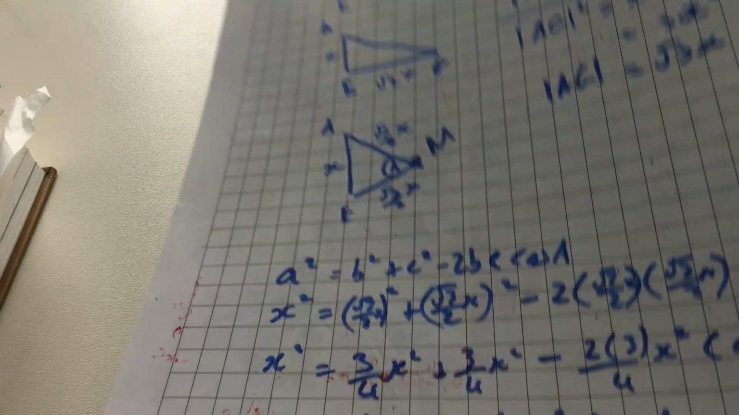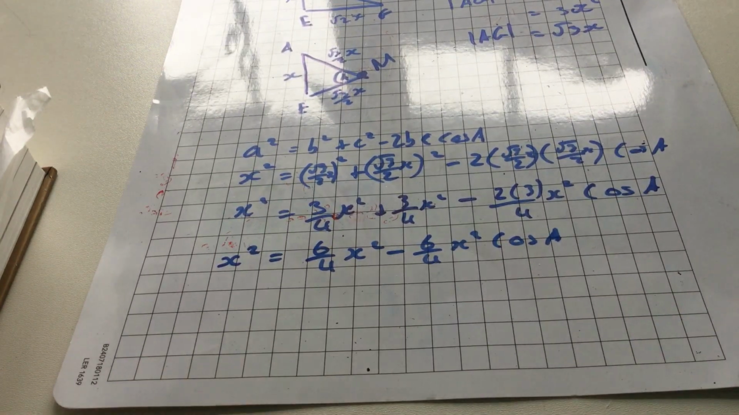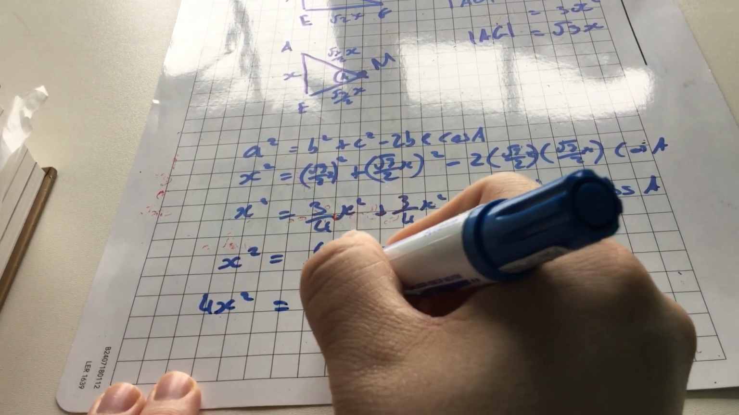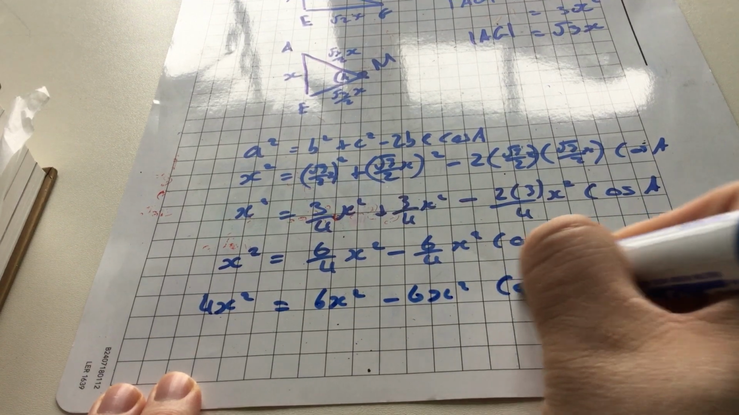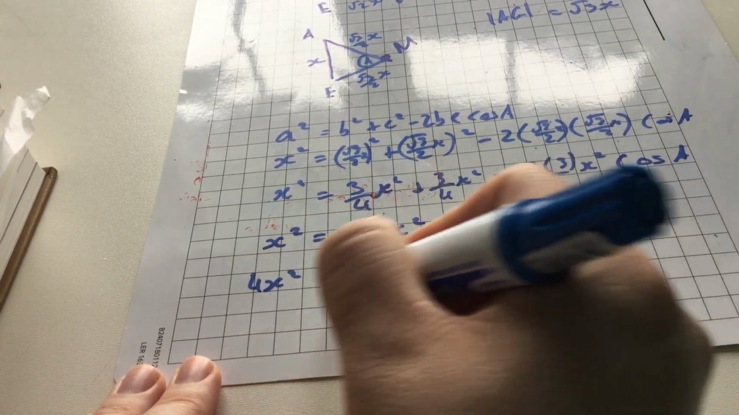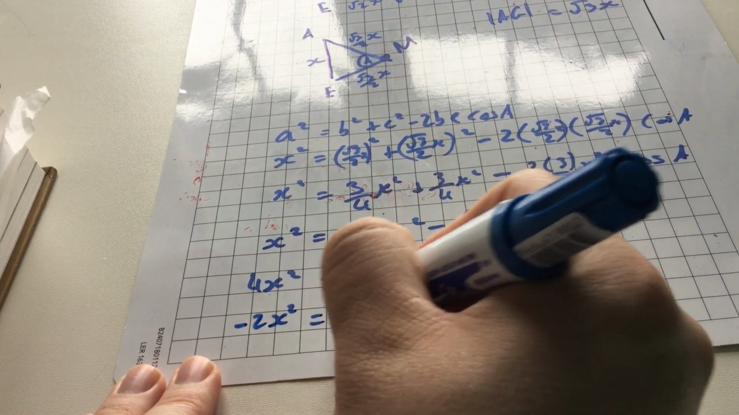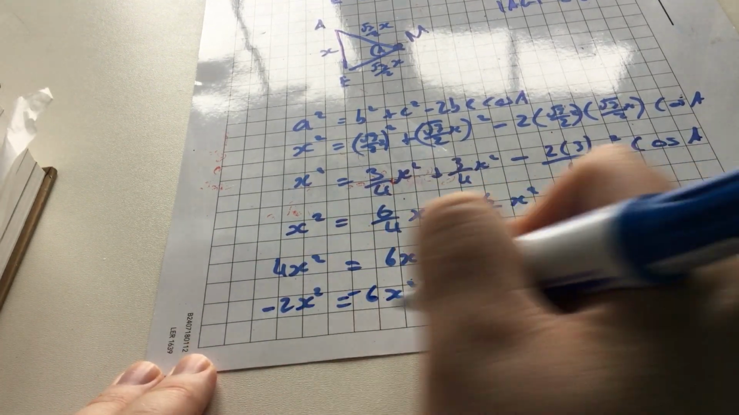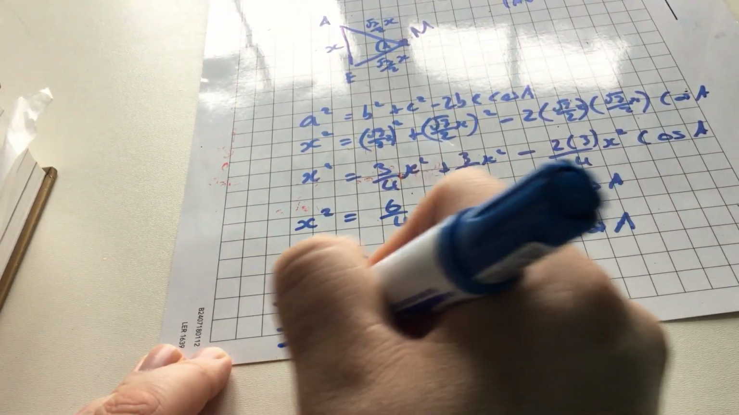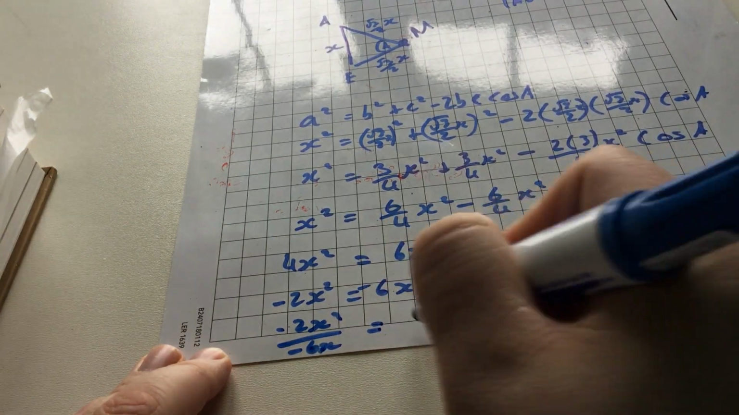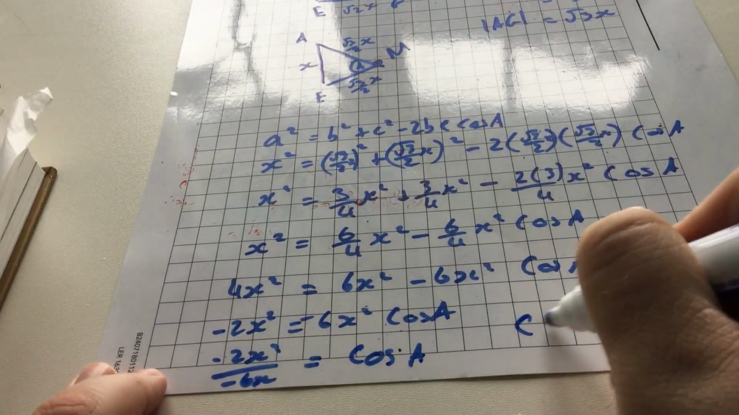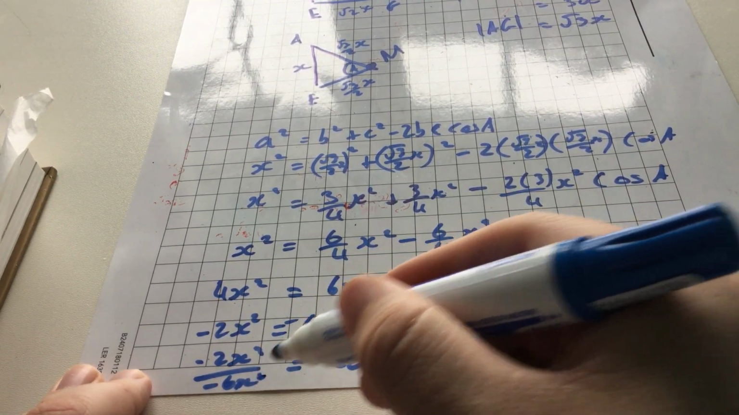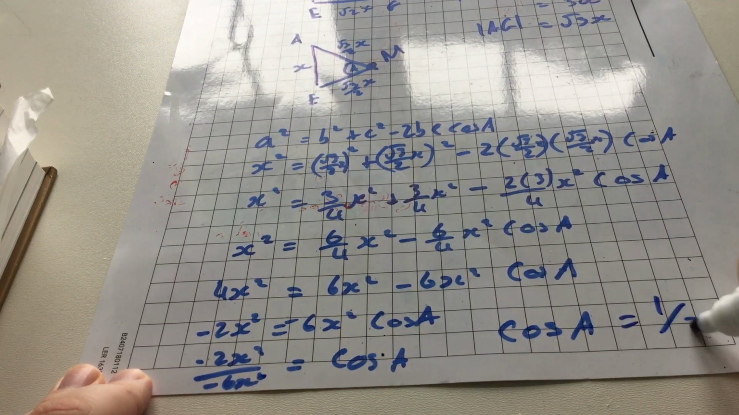In this case, you could multiply across by 4, might make life a little bit easier. 4x squared equals 6x squared minus 6x squared cosine A. So take 6x squared away from both sides, you get minus 2x squared equals minus 6x squared cosine A. Divide by minus 6, I have minus 2x squared over minus 6x squared equals cosine A. So cosine A is minus over minus plus, x squared over x squared becomes 1, and 2 over 6 is a third.